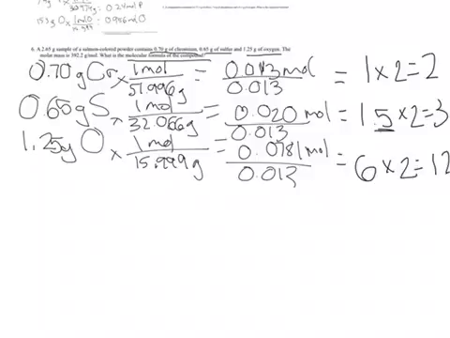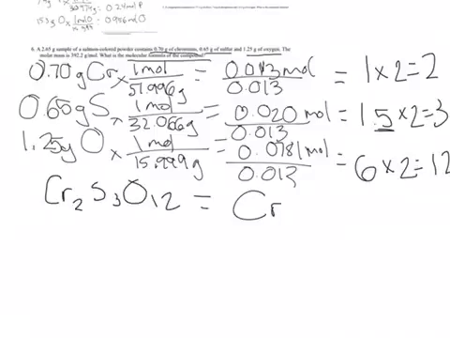And our subscripts for our empirical formula is chromium 2, sulfur 3, O12. Now you may notice that this is actually Cr2(SO4)3. Either way, this is the empirical formula. We still need to do some more to get our molecular formula.